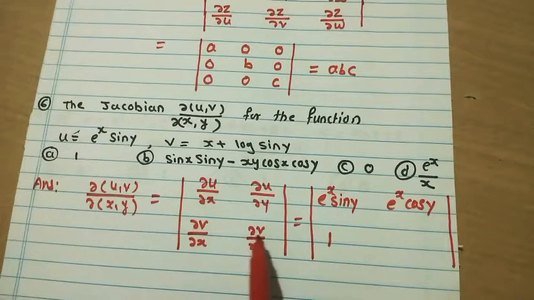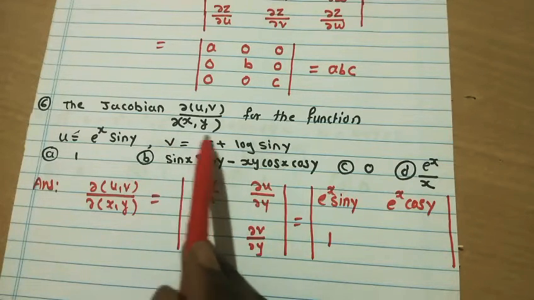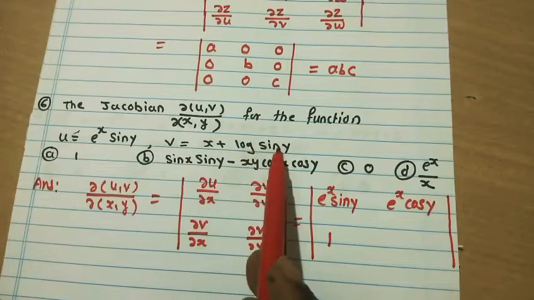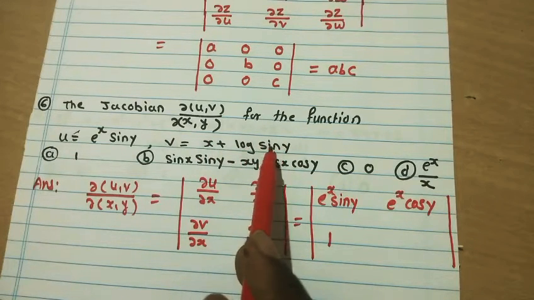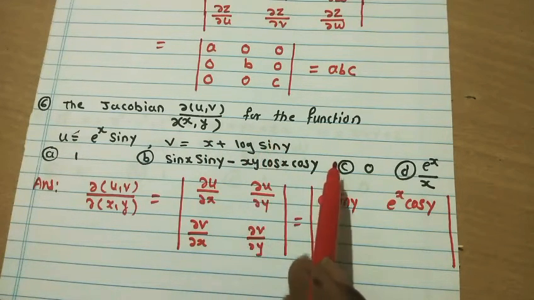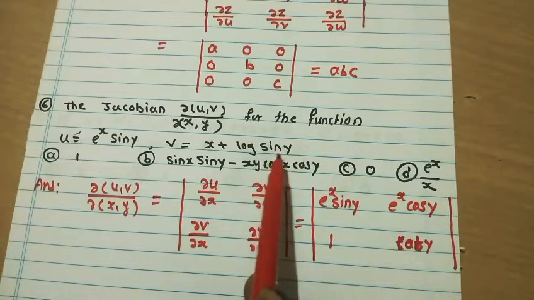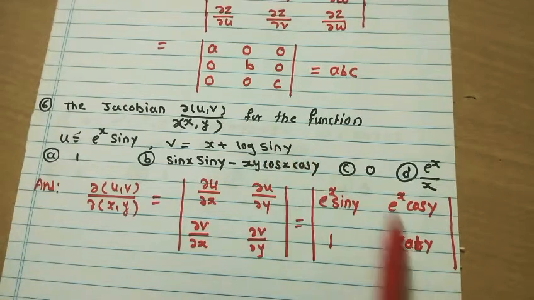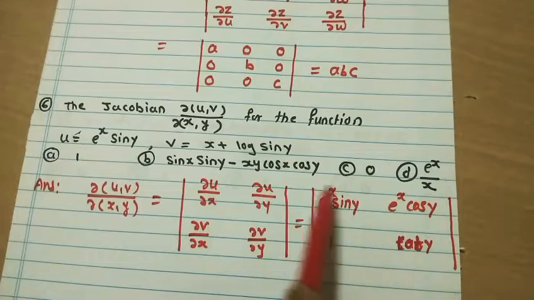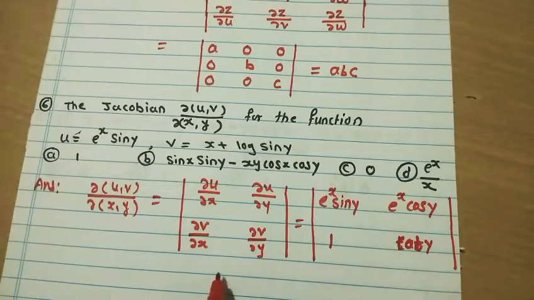Next is the partial derivative of v with respect to y. So v with respect to y, x will be constant. So the derivative of x is 0 here. Log of sin y: the derivative of log of sin y is 1 upon sin y into cos y. So you will get 1 upon sin y into cos y, so it will be cot y. Now find the determinant of this.